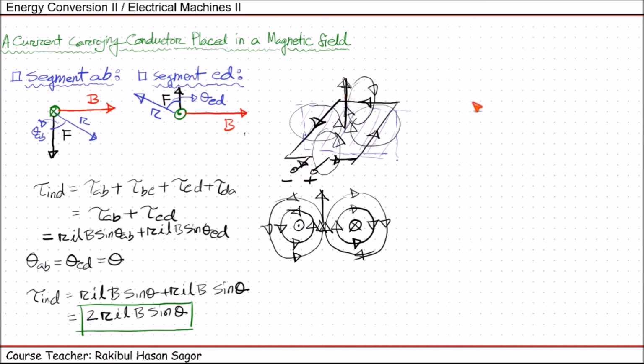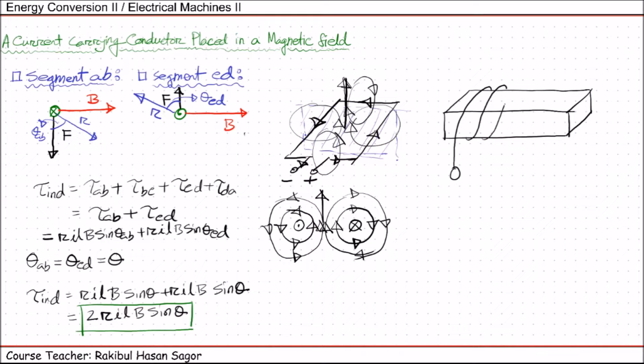I hope you remember the construction of solenoids. If we have an iron core like this, if a coil is placed and the coil is given positive supply here and negative supply here, so current will be flowing in this direction.